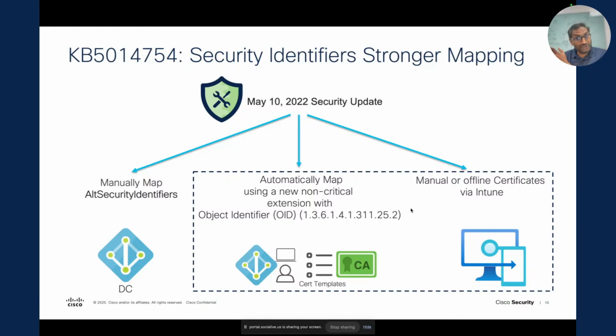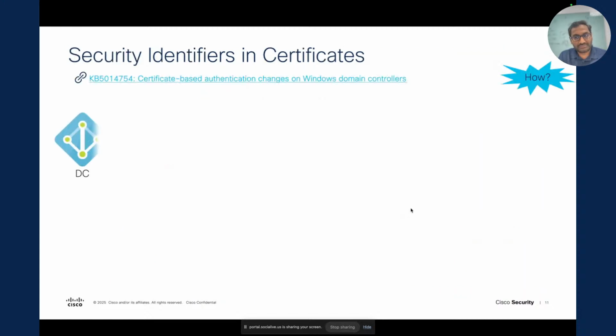Or if you are issuing the certificates via Intune for manual or offline certificates, then we also require an update. Ultimately, whenever you are issuing or renewing the certificate for users and devices, you add one more additional parameter to your certificate, that parameter being the security identifier. That's when this ICE update is required.